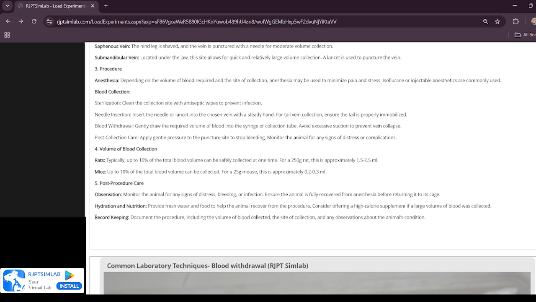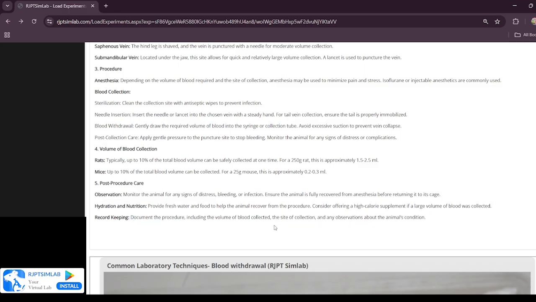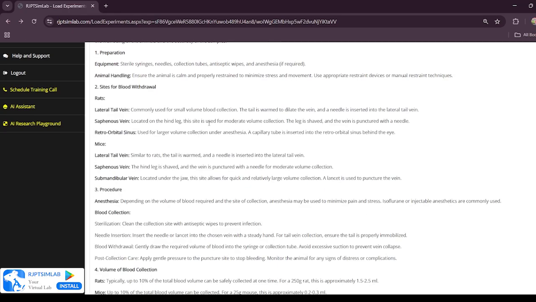And at last, record keeping. It is a very important step. We have to document the procedure, including the volume of blood collected and the site of collection, and any observation about the animal's condition is recorded. Now we have completed our experiment.